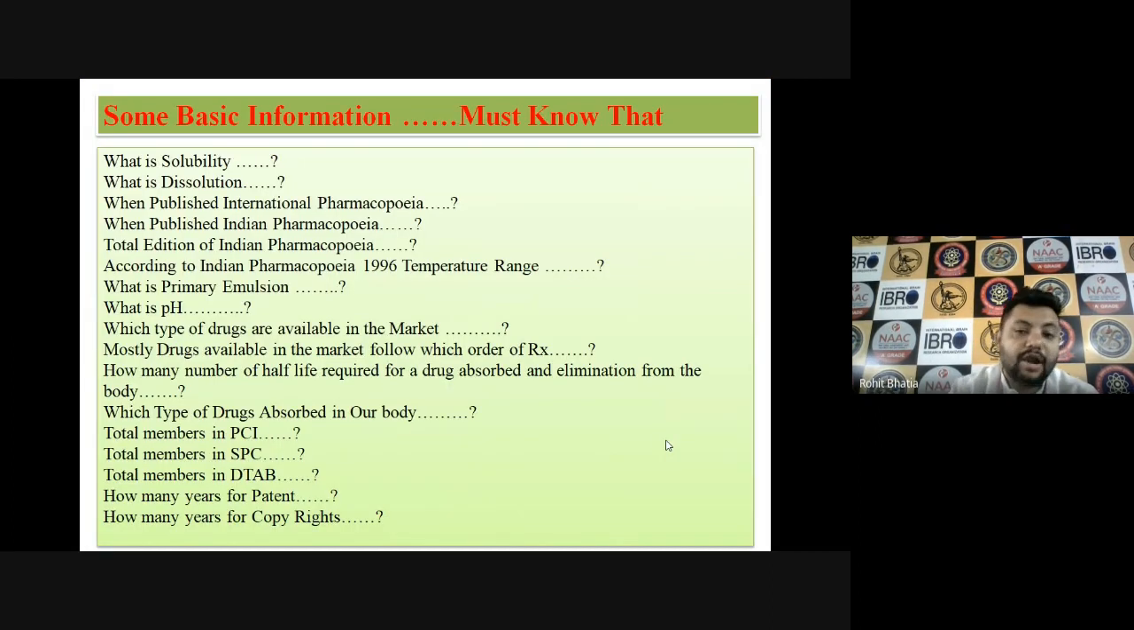Along with this, if you are a pharmacy student, if you have done a 4-year degree, you must be aware of these questions. What is solubility? What is dissolution? When was the IP published, when were the other international pharmacopoeias published, how many total editions of Indian Pharmacopoeia are there? According to Indian Pharmacopoeia, what should be the temperature range?